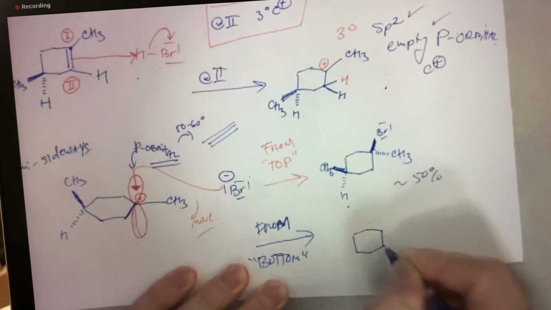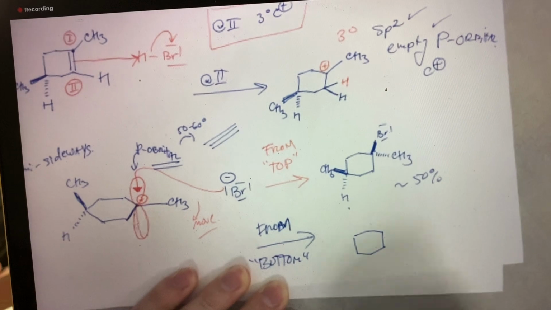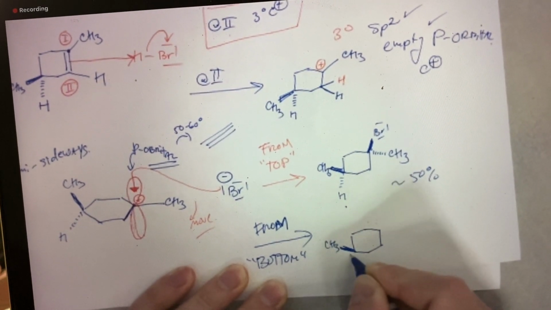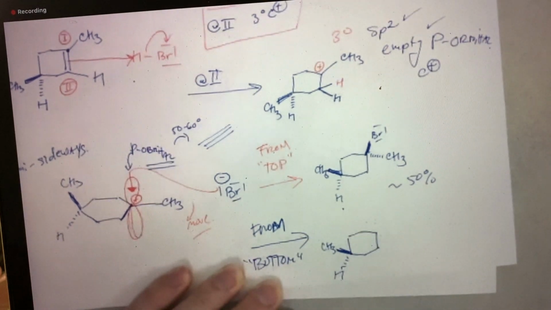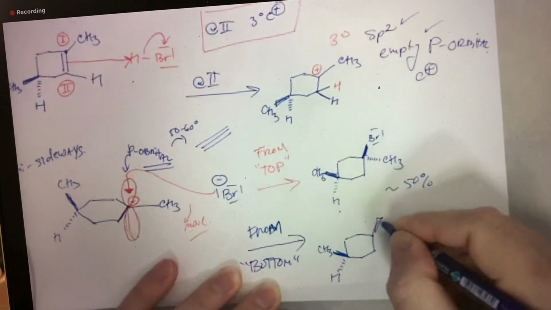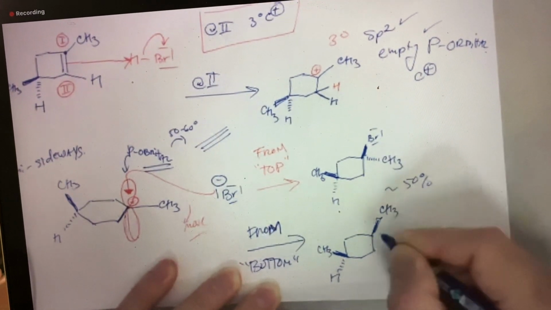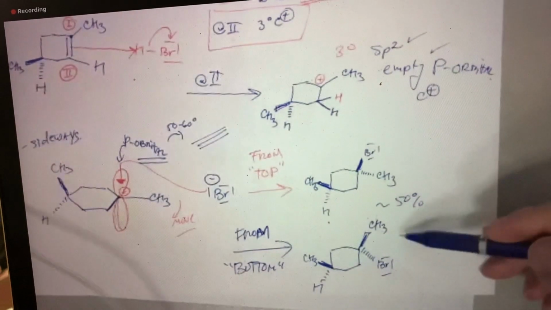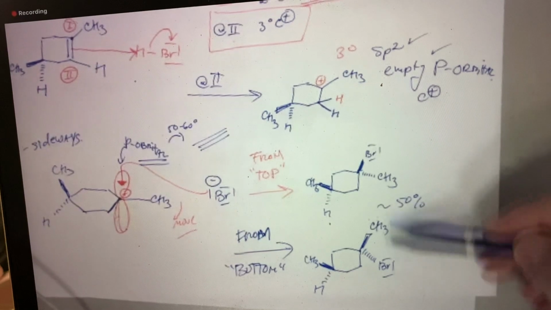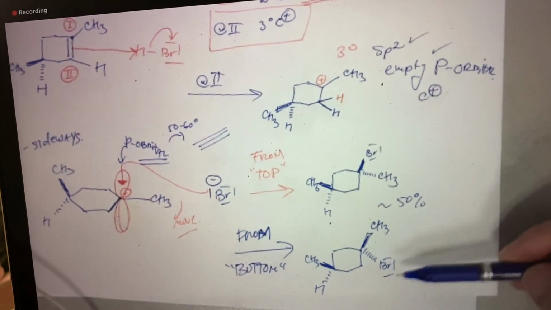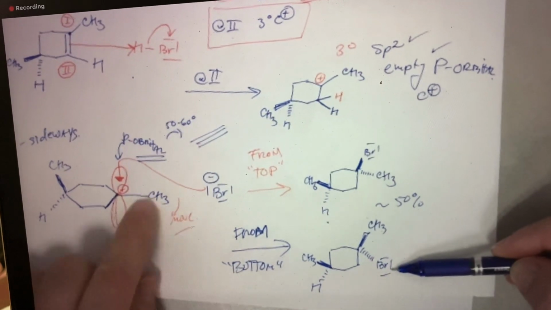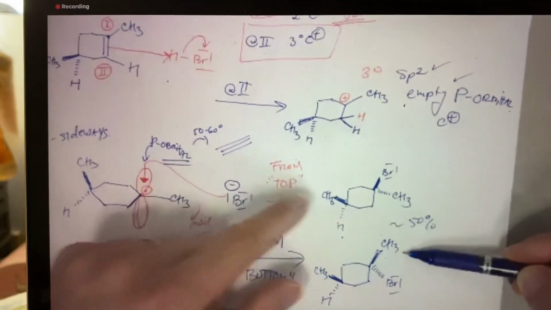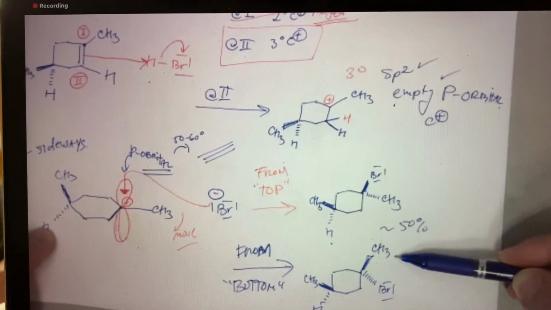Just going to draw the hexagon. The methyl group and hydrogen don't change. But the stereochemical outcome here has changed. Imagine if bromine comes from the underside of the molecule and pushes the methyl group up. This one stays the same in both. Nothing's happening here. We're not doing anything here.